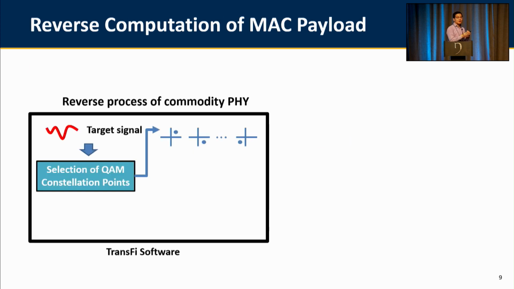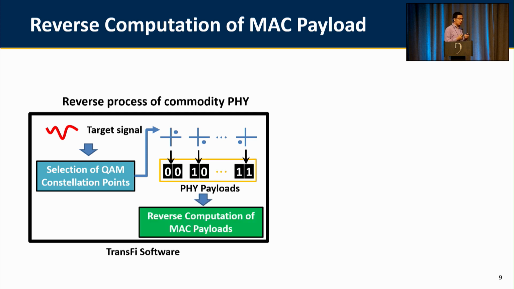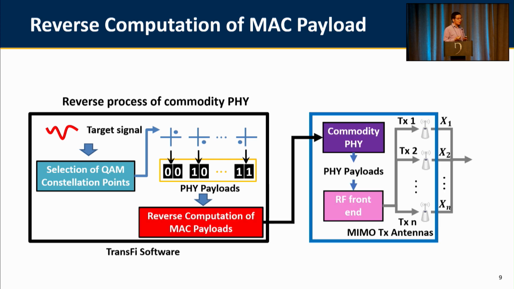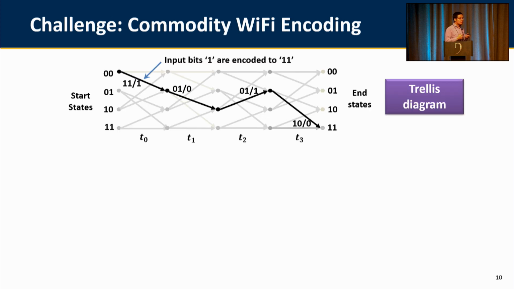And after we have selected this set of constellation points, our next question, as we said before, is that we're going to translate the selected constellation points to the corresponding MAC layer payload so that they will be able to be injected into the commodity Wi-Fi hardware. And from here, as we said before, in order to do this reverse computation, what we did is that we are trying to reverse engineer the physical layer encoding on commodity Wi-Fi. But here, it actually brings an additional challenge.